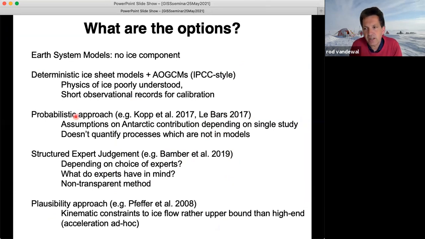So what are the options for getting to a high-end value? First of all, from a physical point of view, the most logical choice is to take an Earth system model and then provide a PDF in the end. But unfortunately, many of you will know that that's not an option at the moment, because Earth system models do not have a fully coupled ice component in terms of sea level rise. So we tend to first run an Earth system model and then offline calculate the sea level contribution based on the output of the Earth system model, and thereby you ignore all kinds of feedbacks.